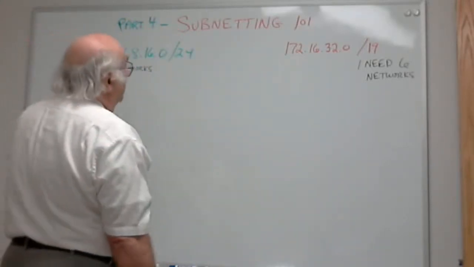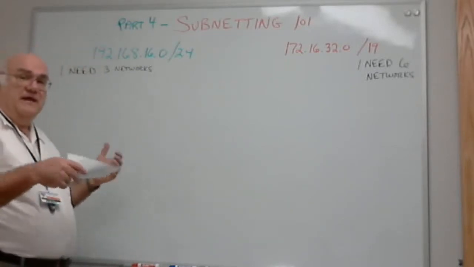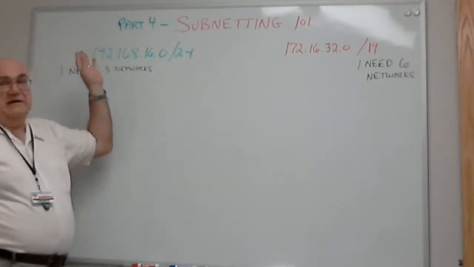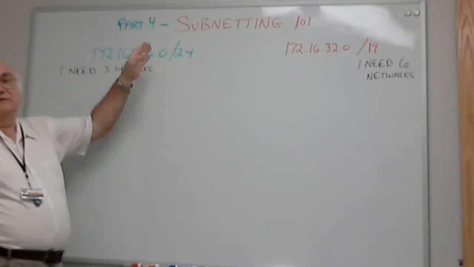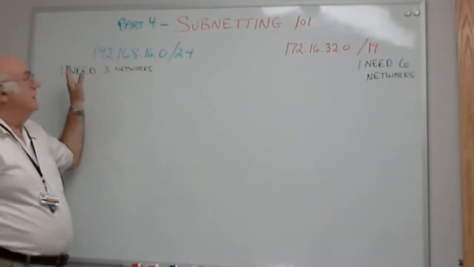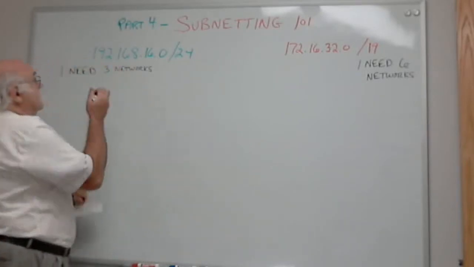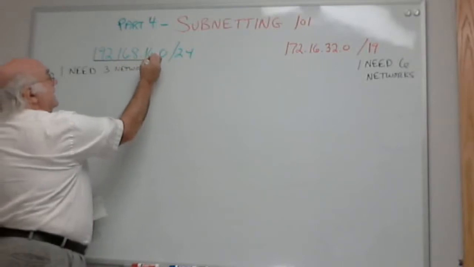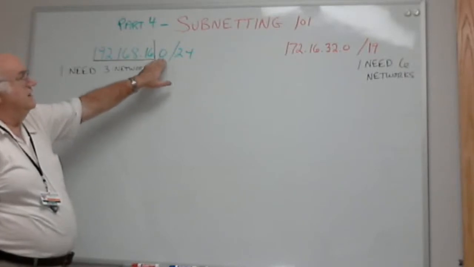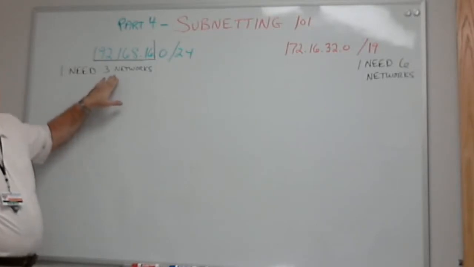Okay? So let's start here. We want to subnet. Remember, the whole purpose of subnetting is to get more networks for the address that's been given to you. Here my ISP gave me an address of 192.168.16.0/24. /24 means the first 3 bytes are my network, which are inviolate. I cannot touch those 3 bytes. So where I have to create subnets is in my 4th byte. There's 8 bits there.